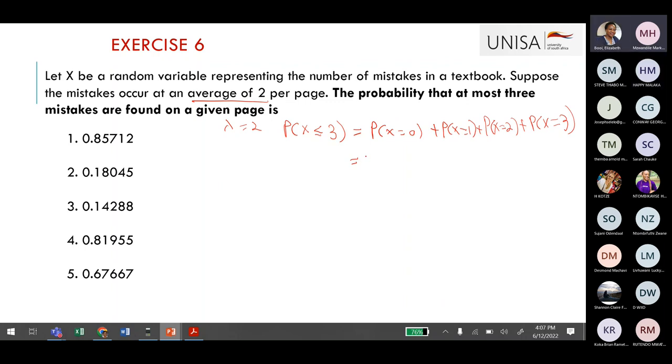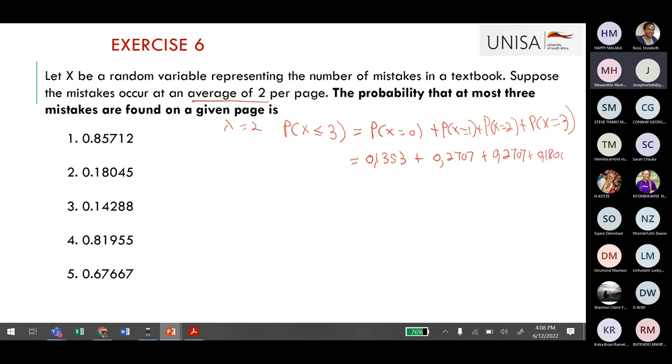Option one. But I need the values. 0.1353. And the next one is 0.02707. And I think the next one also is the same. The same, yes. And the last one is 0.1804. Okay. And when we add all of them.